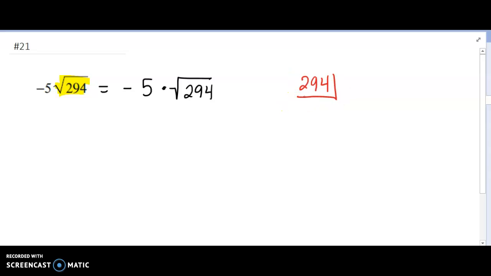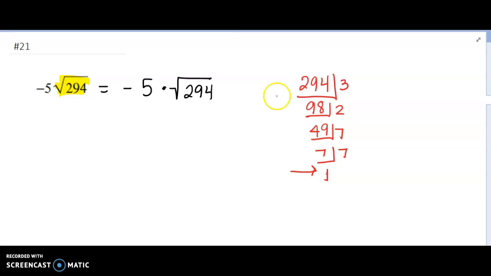Okay, so 294, 3 goes into it. 294 divided by 3 is 98. 2 goes into 98 49 times. Prime number that goes into 49 is 7. 49 divided by 7 is 7. And then once again, 7 goes into 7 once. When I get to 1, we're done. So the prime factorization of 294 is 3 times 2 times 7 times 7.